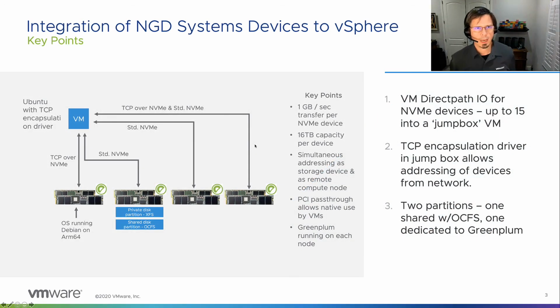So let's talk about how we have integrated the NGD Systems Devices to vSphere. vSphere has a feature called VM Direct Path I/O, commonly known as PCI pass-through, that allows us to map PCI devices directly into a VM. So in the diagram you see here, we have a virtual machine running Ubuntu. And on that VM, we've been able to link, in this diagram we show 4, but we can do up to 15 of these NVMe devices and mount them as though they were local storage devices to the VM. The Ubuntu sees them as local partitions.